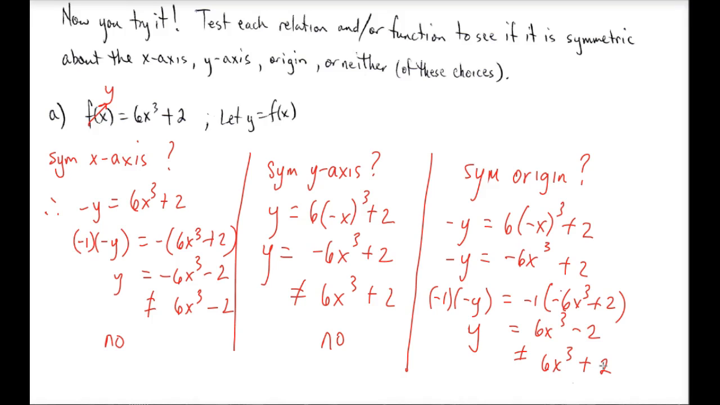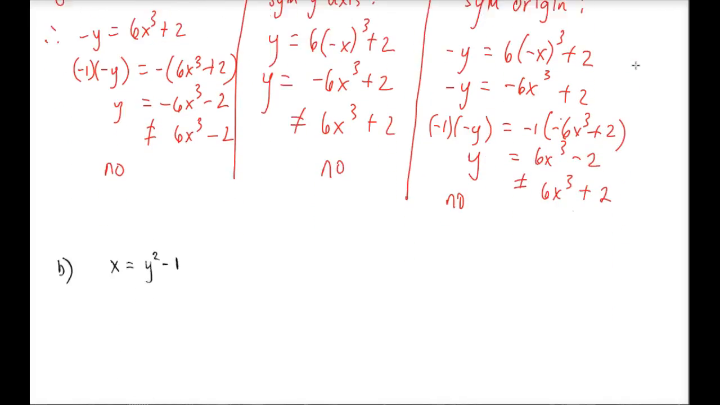So at the end of the day, we know that this particular function is not symmetric about the x-axis, y-axis, nor the origin. Okay, and of course that makes sense because this particular function kind of looks like this. So it doesn't go through the origin anyway, so there's no way for it to be symmetric about the origin or the y-axis or the x-axis. Okay. All right, let's move on to our next example.